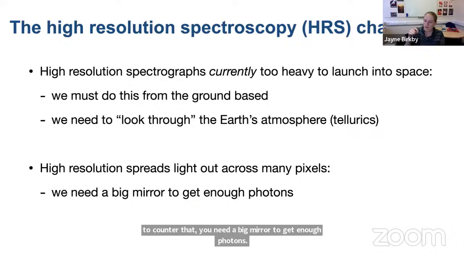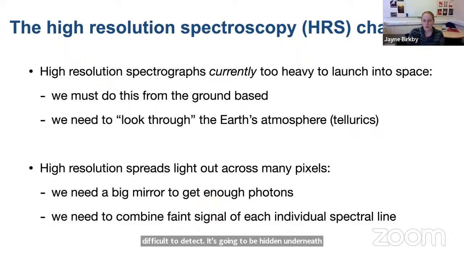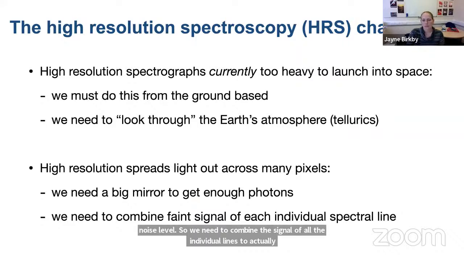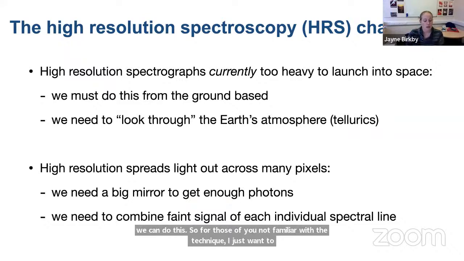But you're still going to have a very faint planet spectrum, and each individual line will be very, very difficult to detect. It's going to be hidden underneath the noise level. So we need to combine the signal of all the individual lines to actually be able to understand what we're seeing. But we can do this.